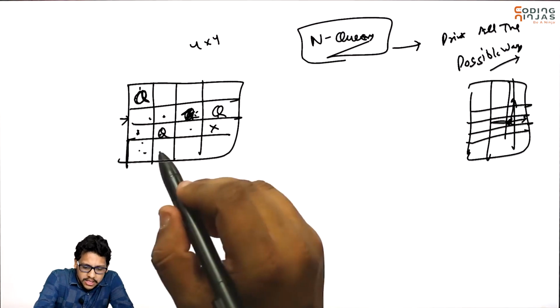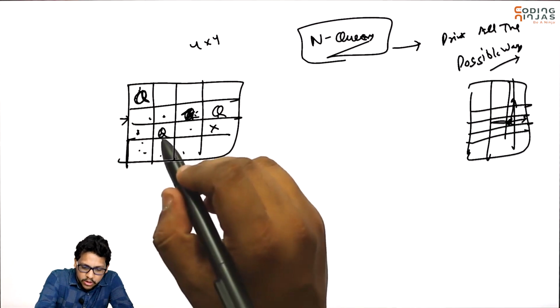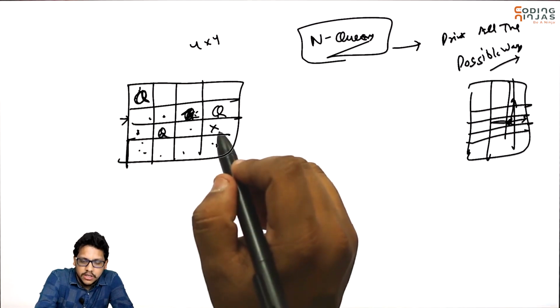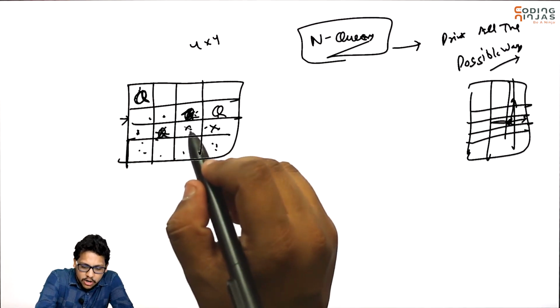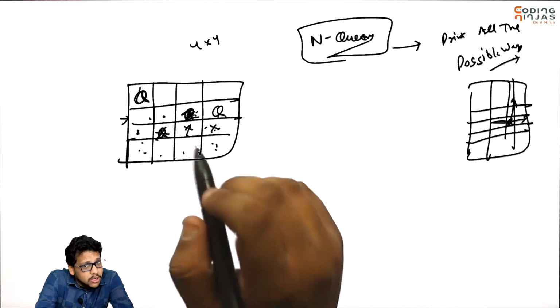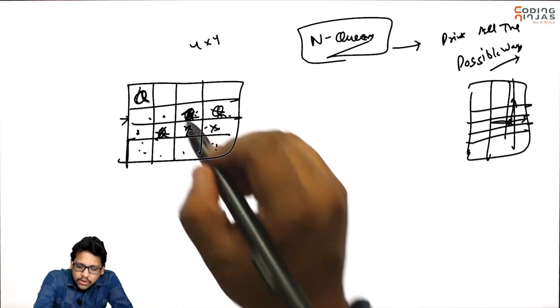Here Q cannot be placed because this will cut. Here Q cannot be placed because this will cut. Here Q cannot be placed, because this will cut. Here Q cannot be placed because this will cut. So you will come back. You have placed Q here, you will try to place here, you cannot because this will cut. You try again, you cannot place it, so you come back. You have explored all the paths from this, so you will go back.